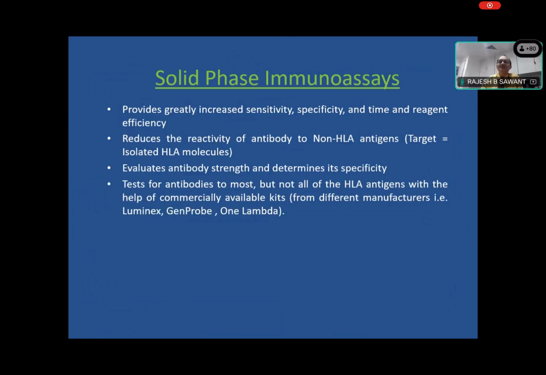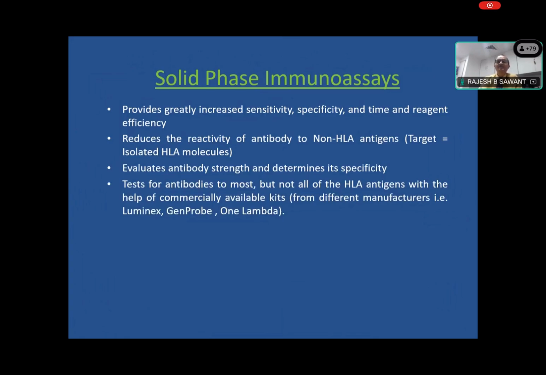So if you look at solid phase immunoassays, they have really revolutionized the field of antibody testing, because they have improved the sensitivity, specificity, the time that is taken, and the efficiency of the testing for antibodies. And they have also reduced the reactivity of the antibodies to non-HLA antigens, which can be like an interference basically when you are evaluating a patient for any donor-specific antibodies, right?